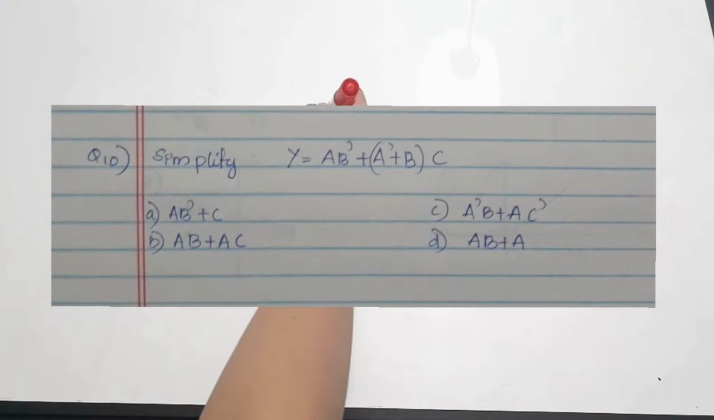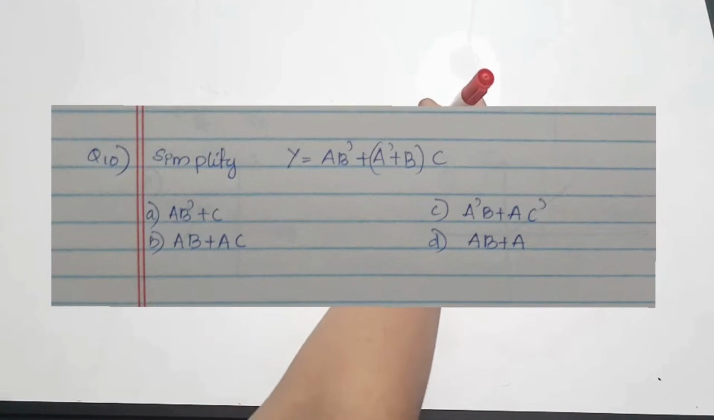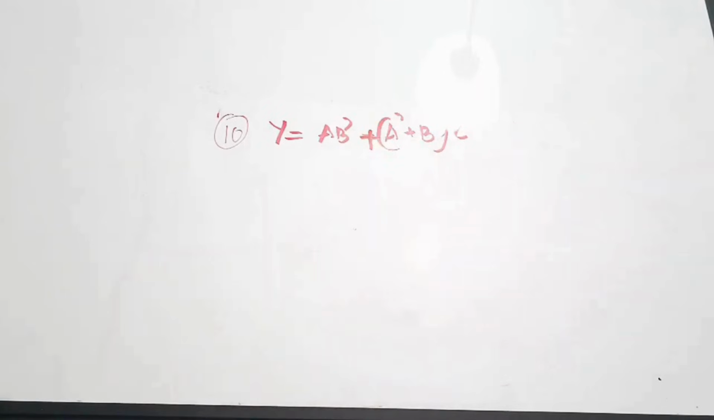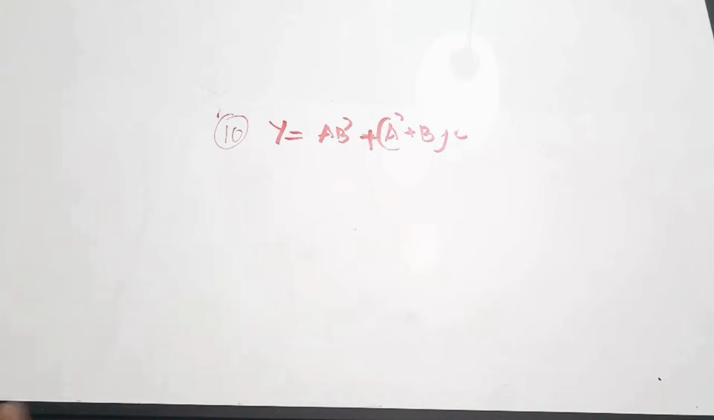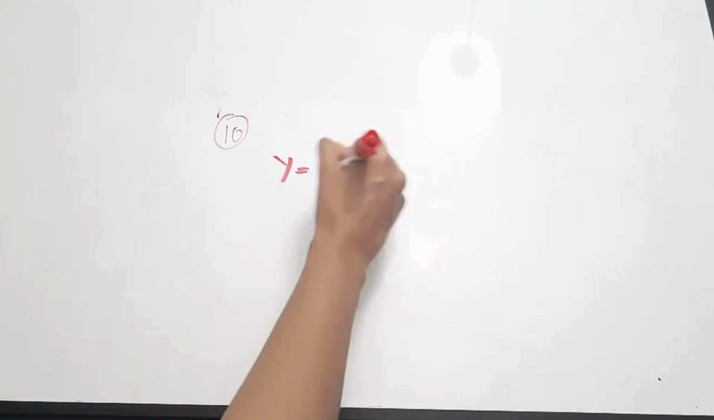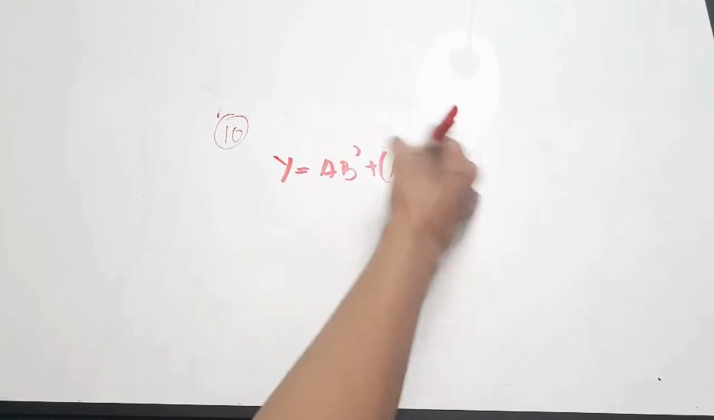It is a logical simplification, a Boolean simplification. Simplify Y equal to AB complement plus A complement plus B into C. This is a little bit difficult one. Not very difficult, but a little bit difficult only. Okay, I'll write it down so that you can see it. Y equal to AB complement plus A complement plus B into C.